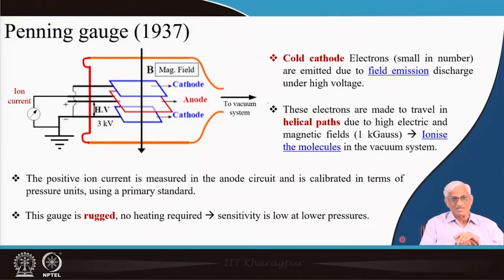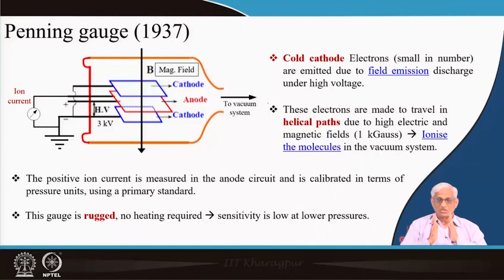Vacuum technology is fundamental to several technologies, so we have to understand gauges properly. In the Penning gauge, it is a cold cathode. Cold cathode means no heating effects are there. So, how do you produce cold cathode electrons? Now, forget about vacuum, measurement, etc. There are two surfaces, anode and cathode. Cathode is at negative potential, anode is at high potential.